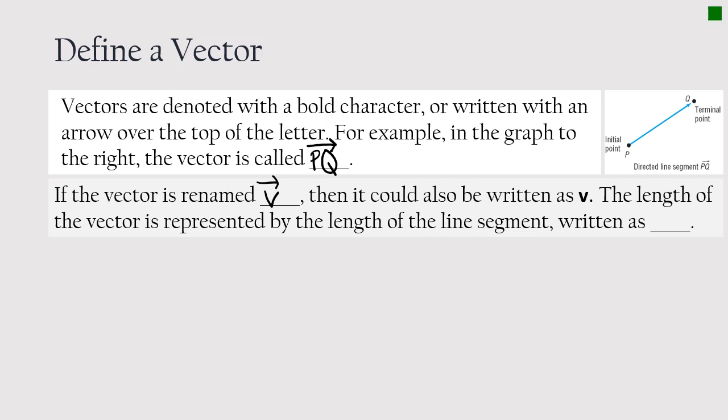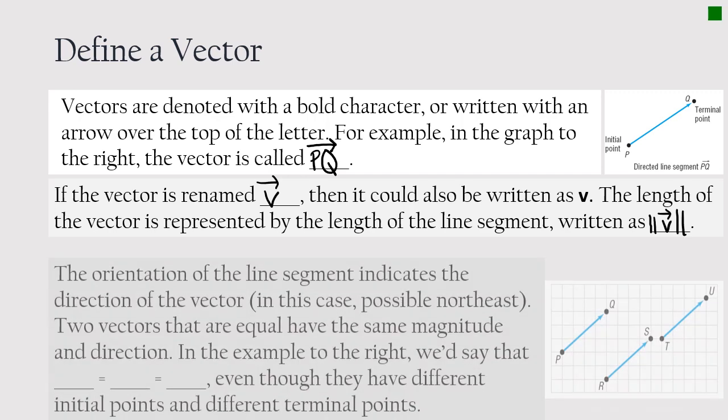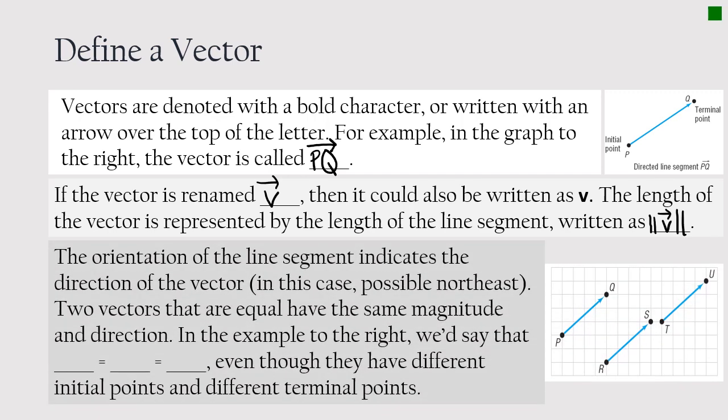The length of the vector is represented by the length of the line segment and is written as this. So this represents the magnitude of the vector. The orientation of the line segment indicates the direction of the vector, in this case possibly northeast.